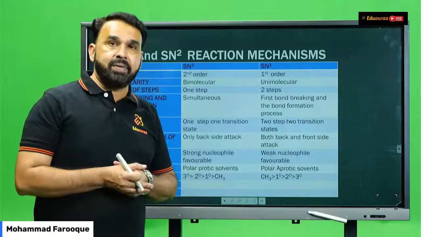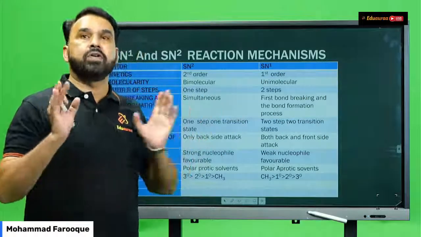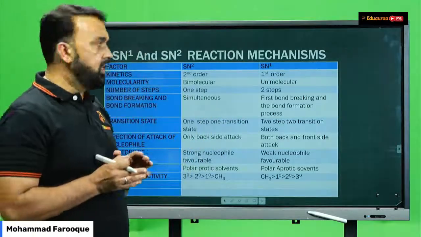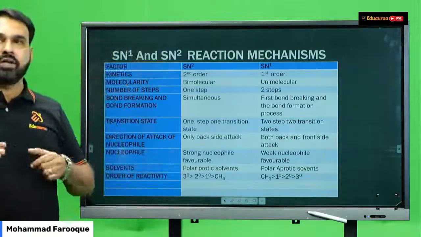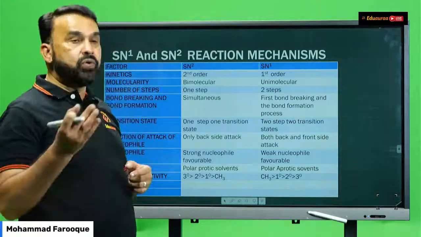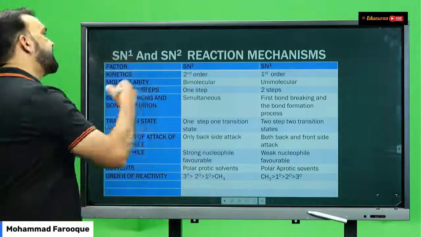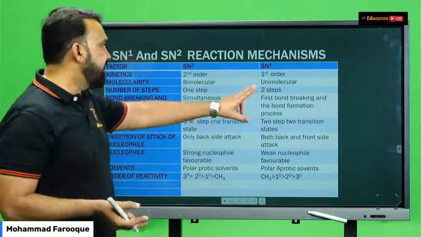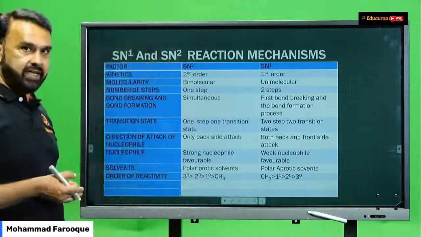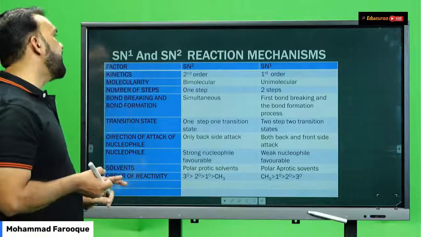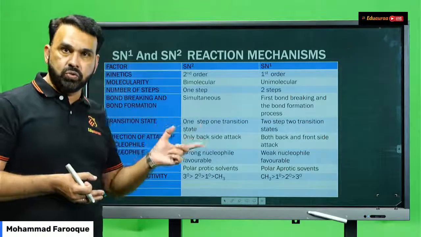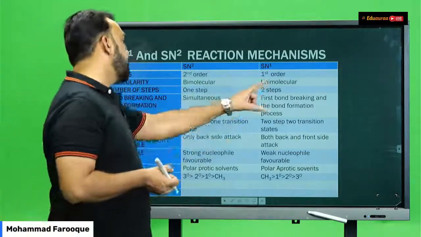Now, from the examination point of view, remember the points of differences for SN1 and SN2. SN2 is substitution nucleophilic bimolecular, SN1 is unimolecular. We see that the kinetics, SN2 is second order, SN1 is first order reaction kinetics. Then molecularity: it's bimolecular, therefore it is 2. It is unimolecular, therefore it is 1.